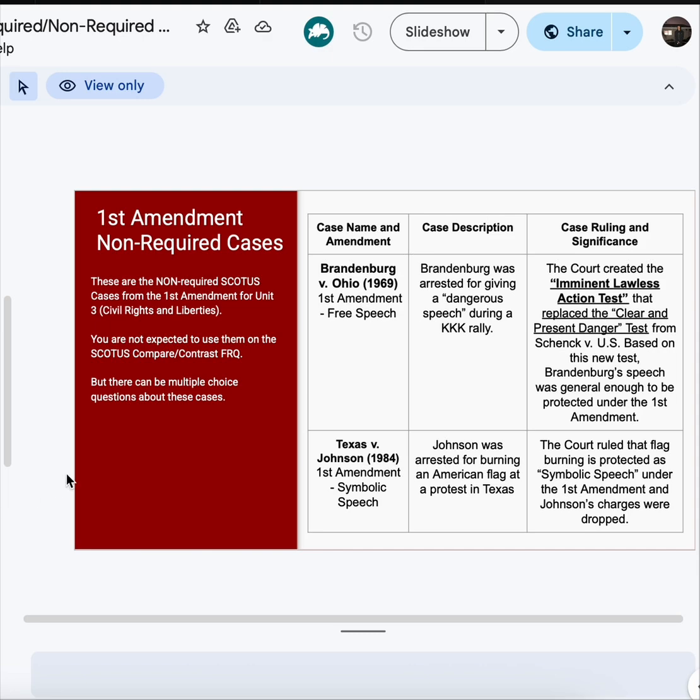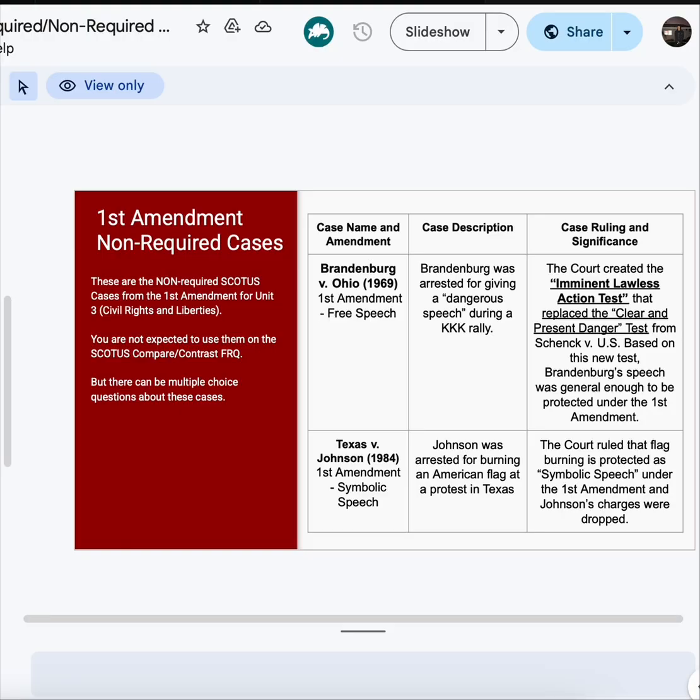Doesn't matter. The next one we've got is Texas v. Johnson, a case from 1984. It involves the First Amendment again, and the key principle is symbolic speech.